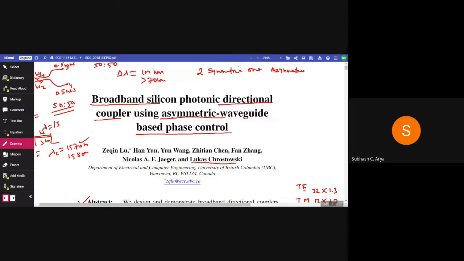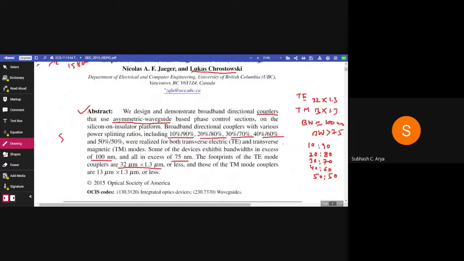Hello, welcome back to another reading session, that is the part 4 reading session on broadband silicon photonic directional coupler using asymmetric waveguide-based phase control. So this is the abstract. Just for continuity purpose, let me read it.